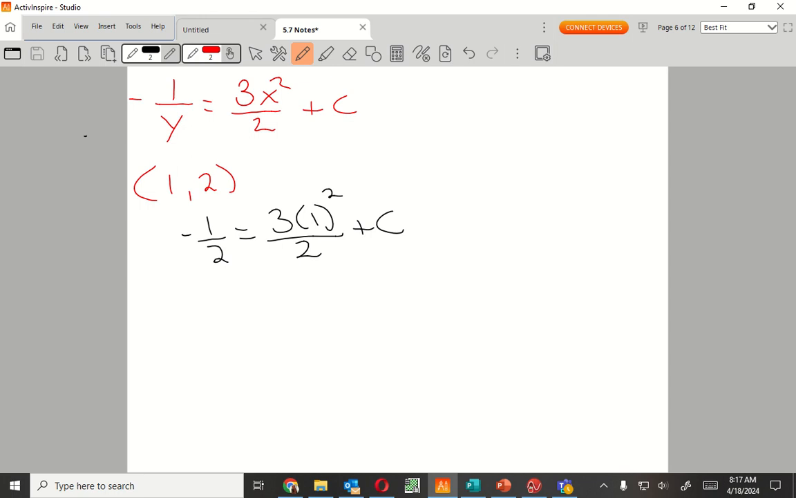Right? Okay. So this is going to give me a positive 3 over 2, and then I need to subtract 3 over 2 to both sides. So I have a negative 1/2 minus a 3 over 2, which is going to give me.